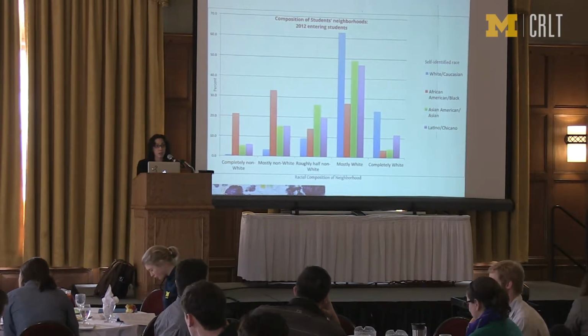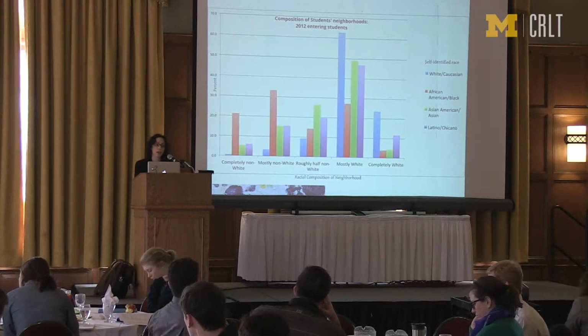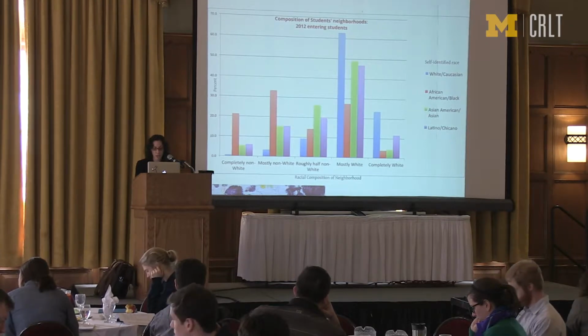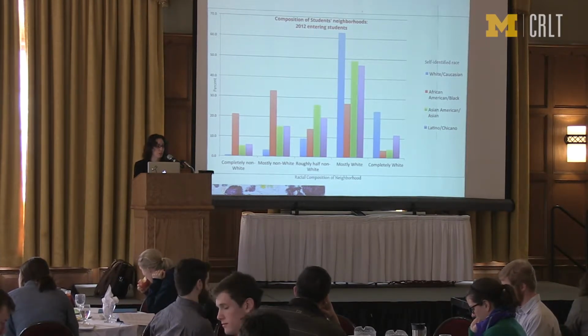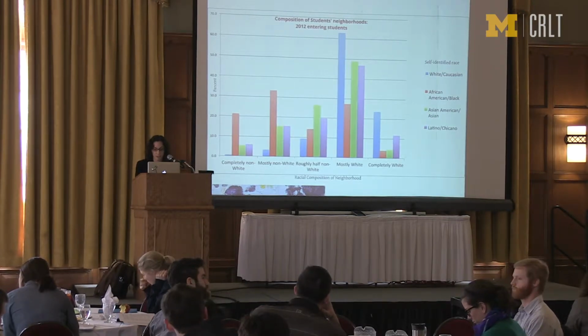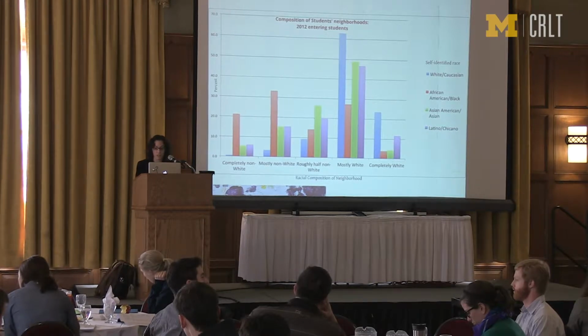So for them, U of M provides an environment where they encounter students from backgrounds that maybe they've never encountered before. In contrast, about a third of the African American students, more than half of the Asian American students, and about 60% of Latino students also report having grown up in predominantly white neighborhoods.